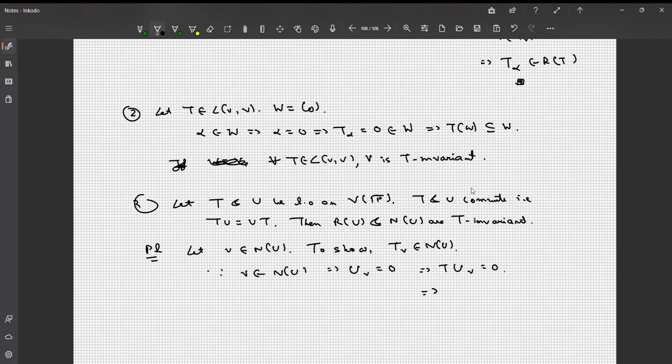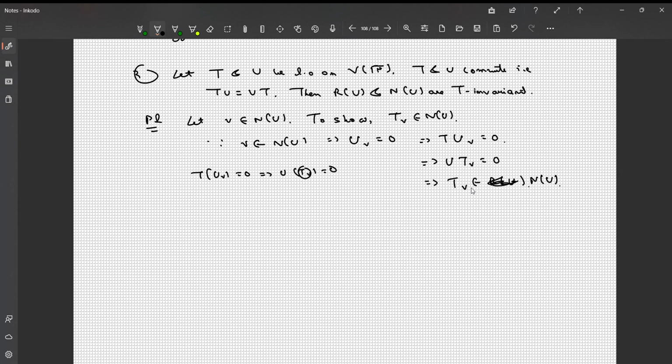But that implies, since T and U commute, UT of V is 0 as well. Right? See, if T of UV is equal to 0, then since T and U commute, that implies UT of V is equal to 0. And T of V is an element from the vector space V. Right? It's a vector. So T of V must be inside the null space of U. Right? So therefore the null space of U is T invariant.